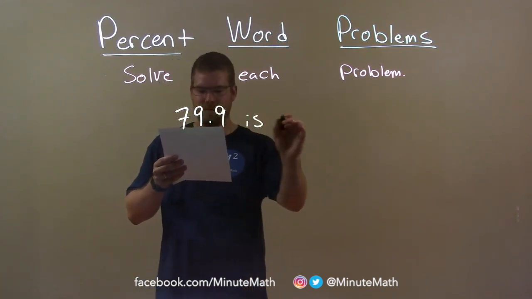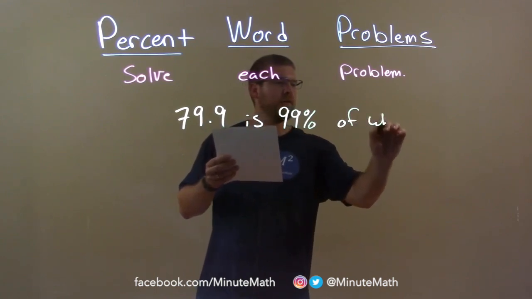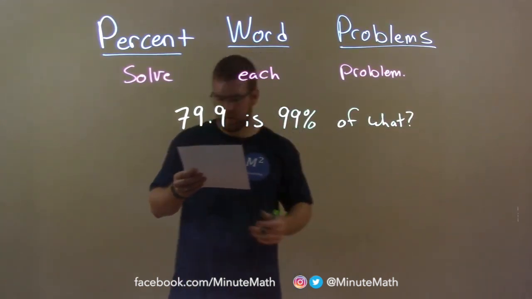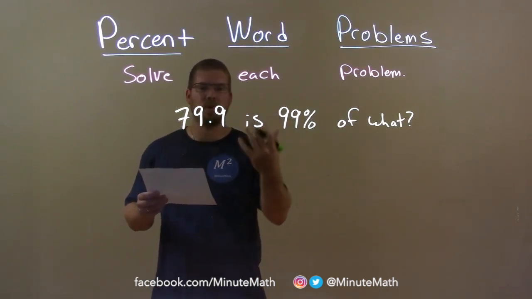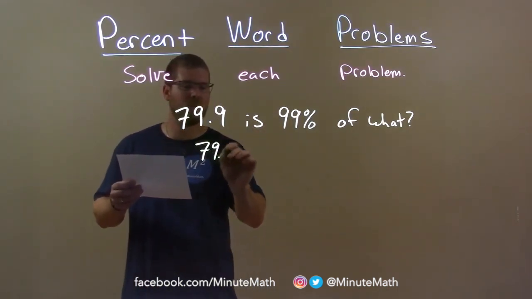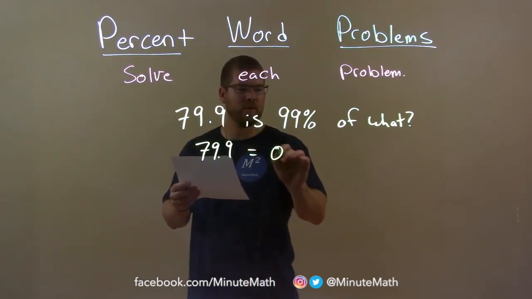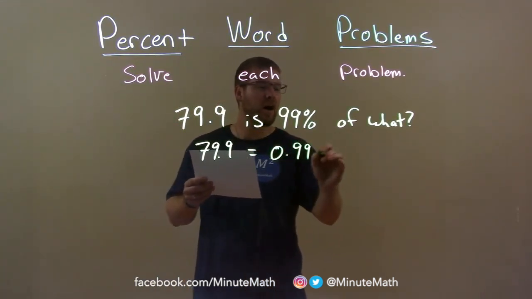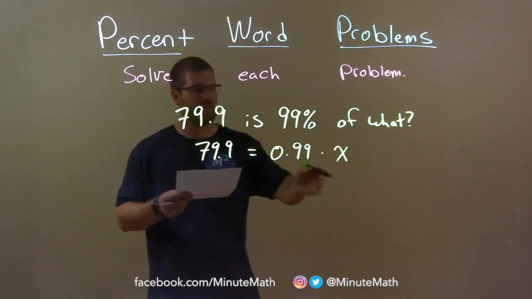79.9 is 99% of what? So first thing here is I want to convert this to an equation. 79.9 is equal sign 99% as a decimal, 0.99 of multiplied what? Our variable x here. Now let's solve for x.